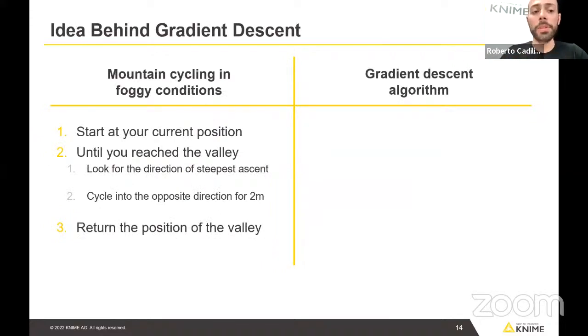So you start at your current position, and you are in foggy conditions, so you don't know what's happening. You don't know how to proceed downwards because you don't know what downwards is. So what you need to do is look for the direction of the steepest ascent. If you know the steepest ascent, you know that taking a step in the opposite direction will lead you to the bottom of the valley. And so we repeat this process multiple times, iteratively, until we reach the bottom of the valley and we return the position. That would basically be returning the value of the weights.